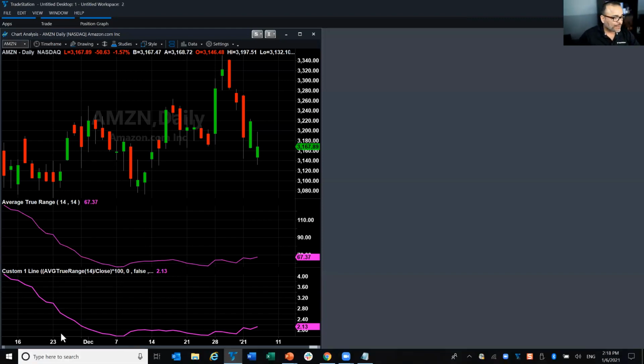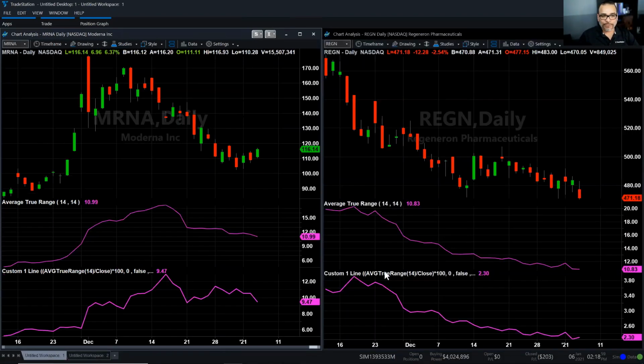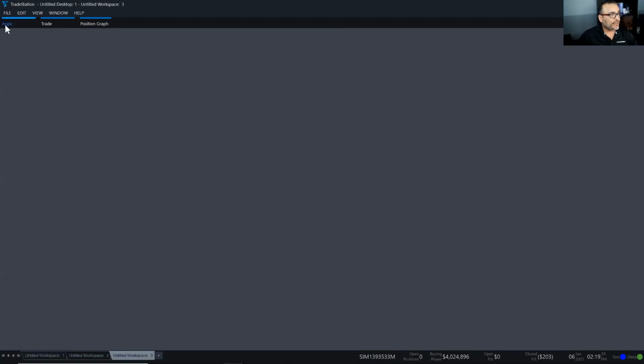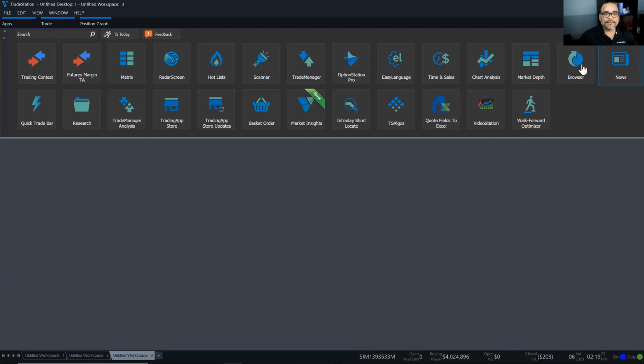So let's go back here to my workspace where I have my 2 biotechnology companies, Moderna on the left-hand side, and I have Regeneron on the right-hand side. I'm going to use the same concept in scanning for opportunities for stocks that are moving significantly in relationship to the value of their shares, because that is important. Let's find those stocks by using the scanner. I'm going to open up a new workspace here, and I'm going to pull up the scanner. Where is my scanner? Here it is.